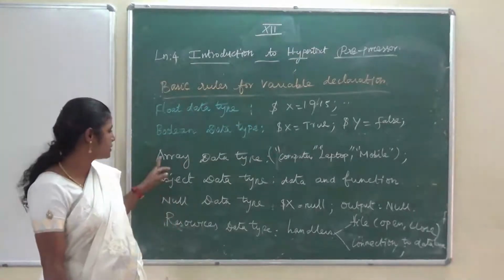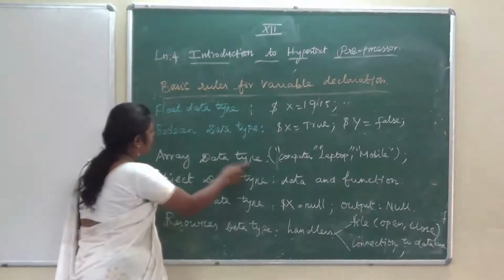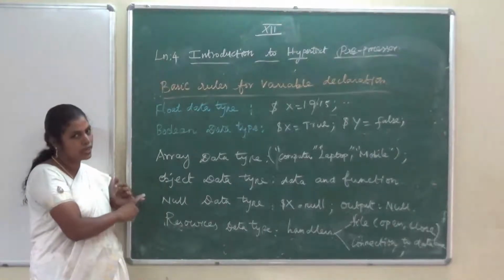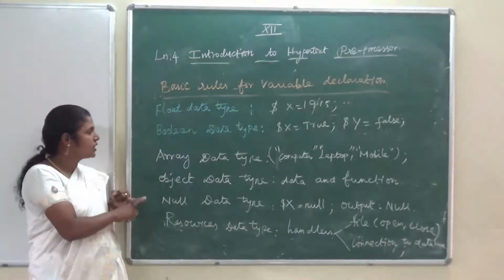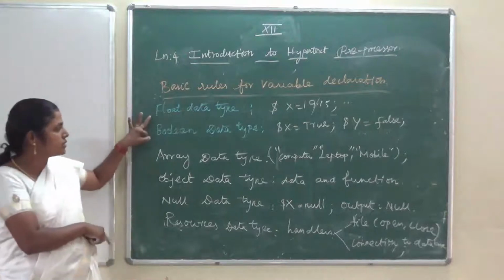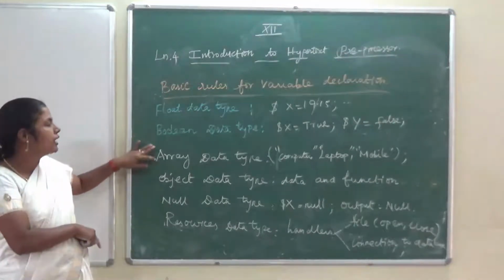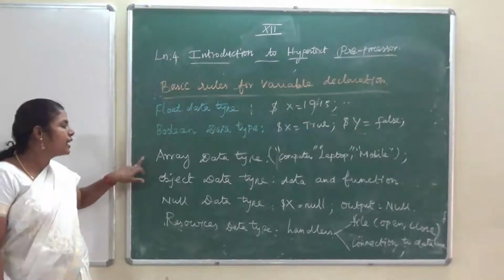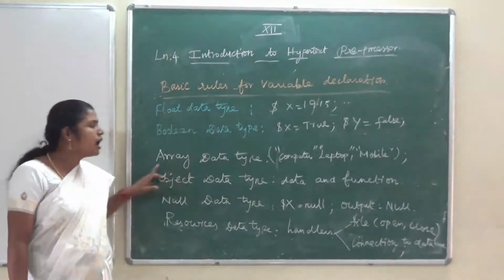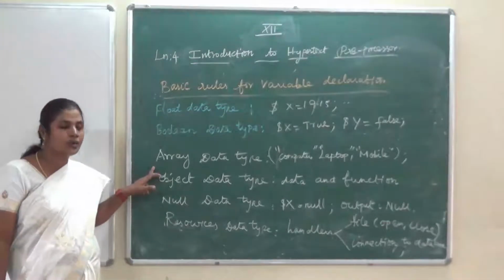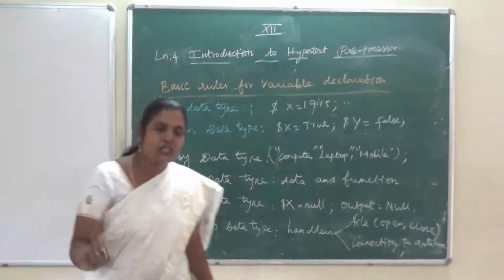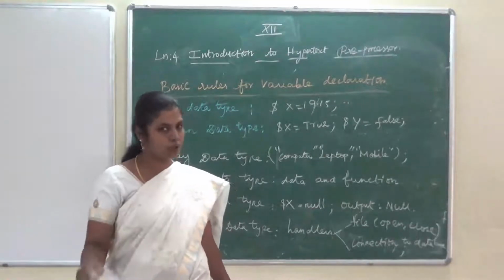Next one, we are studying the array data type. What data types have we already studied? We studied the string data type, the integer data type, next the float data type, and next the Boolean data type. Next one is the array data type. Array you already studied in other programming languages. What is an array? An array is a collection of values with the same data type.